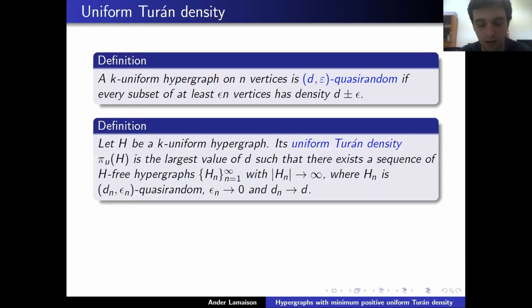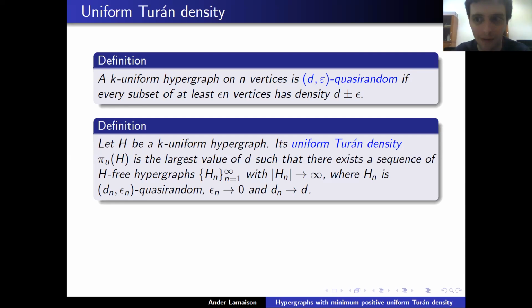And then the question that we are going to ask is: the uniform Turán density will be the largest value of D such that we have arbitrarily large, arbitrarily quasi-random hypergraphs whose density tends to D and which do not contain H as a subgraph. So this is our main definition.